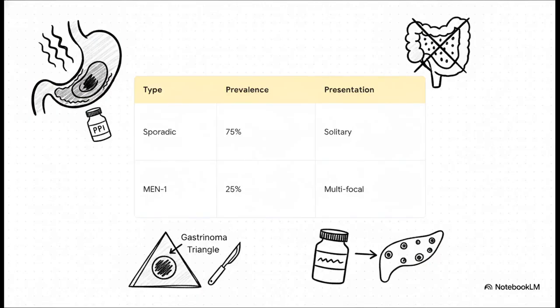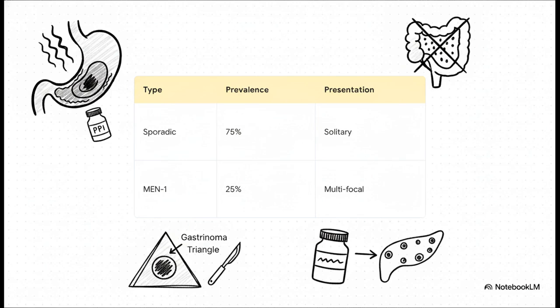The immediate absolute priority here is high-dose proton pump inhibitor therapy. You've got to chemically shut down that massive acid production right away to heal those ulcers and prevent a catastrophic bowel perforation. Now, taking a step back to look at the cause, about 75% of these gastrinomas are sporadic. That means they're solitary tumors, usually hanging out in this fascinating anatomical landmark we call the gastrinoma triangle, and they can often be surgically resected.